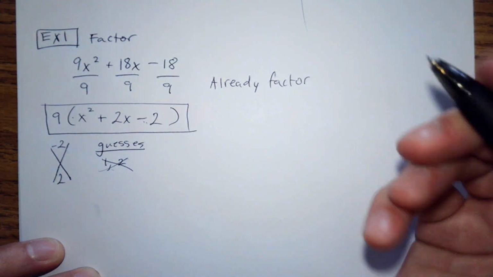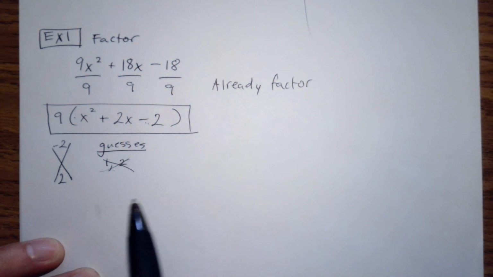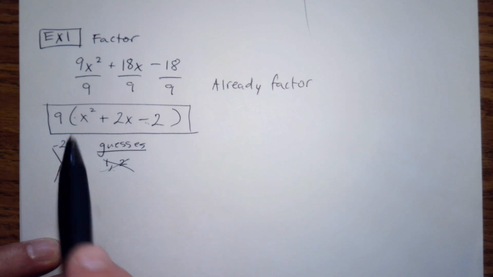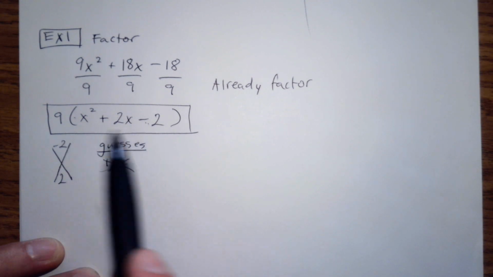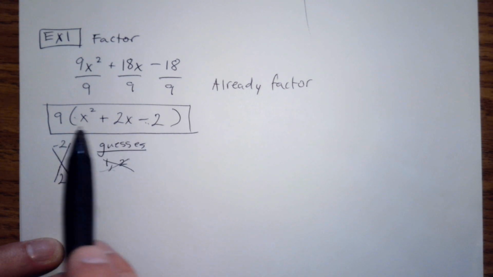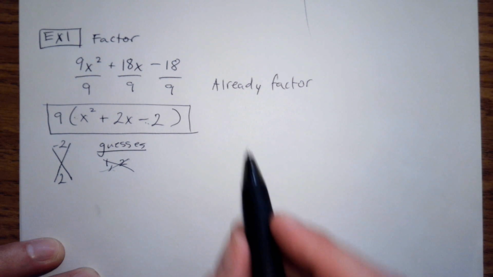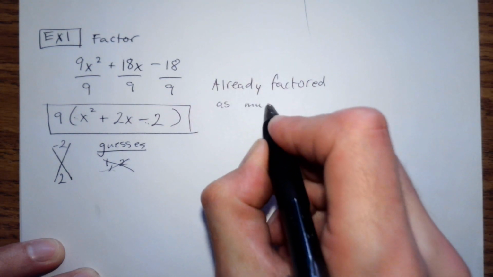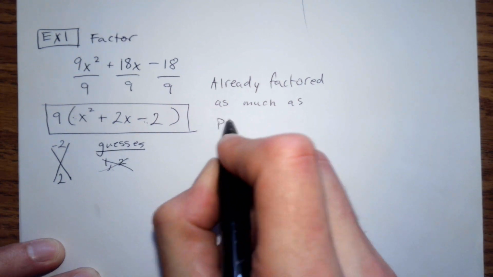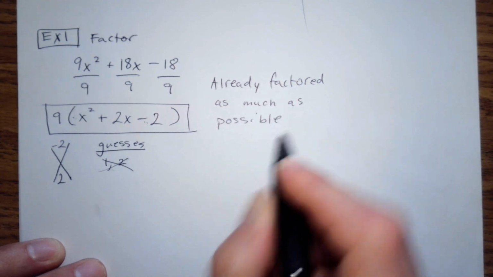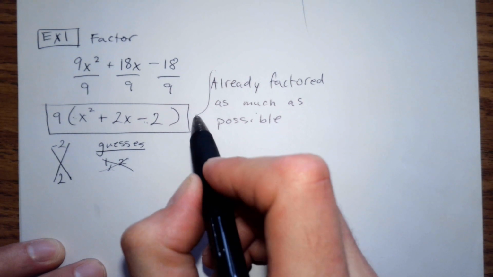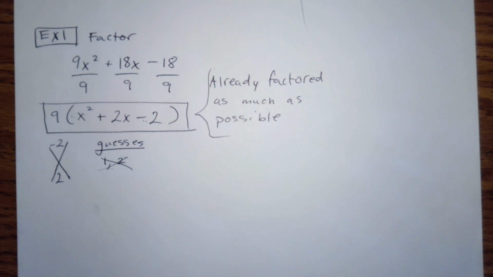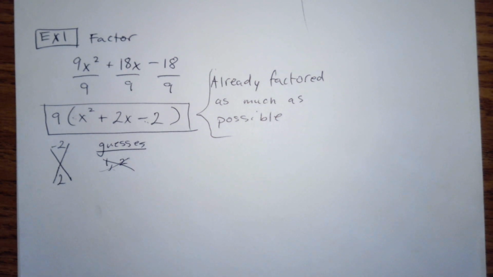So when it doesn't work out for this, and you've written out all the guesses, and none of them work, then you can't factor this anymore. This is considered a prime polynomial. That just means you can't factor it. Already factored as much as possible. So sometimes you run into stuff like that. But other times, you can just keep going.